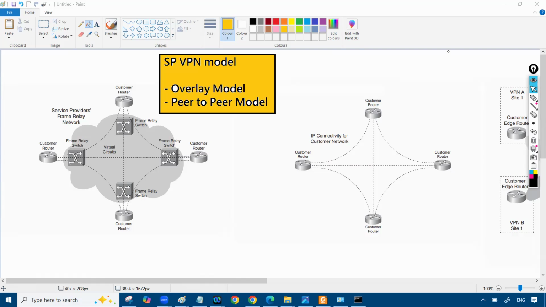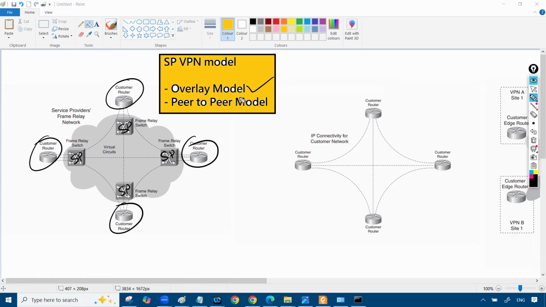In this case, you are creating one overlay tunnel from customer to customer, right? If you see the first example we have over here, we have a bunch of customers, customer sites 1, 2, 3, and 4. In that case, this is my service provider. So in the overlay model, what happened?